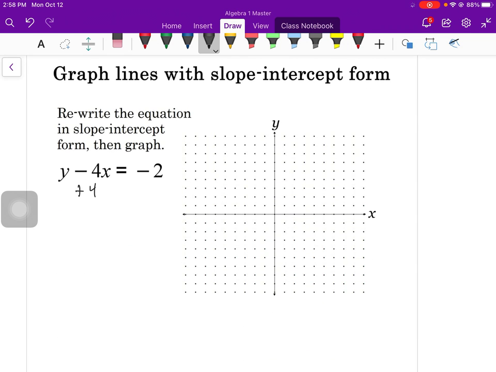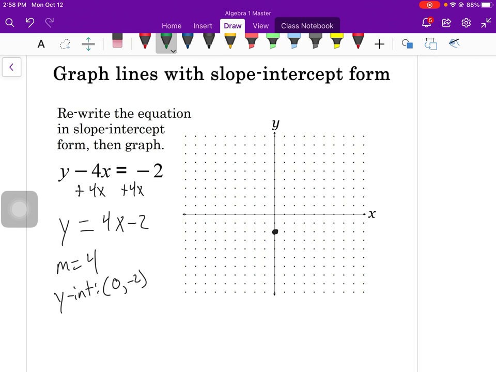This next one, I got to get it in slope-intercept form again, so I need to add 4x to both sides. Negative 4x plus 4x is 0, so I've got just y on the left. On the right side, I've got 4x minus 2. So my slope is 4. My y-intercept is 0, negative 2, which is right there. Now I go up 4, right 1.